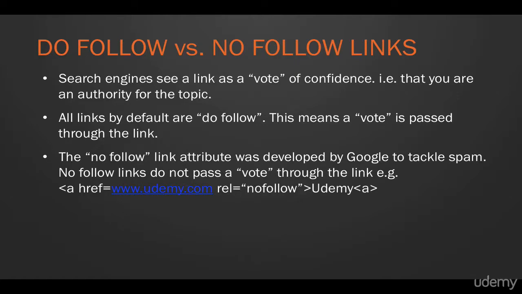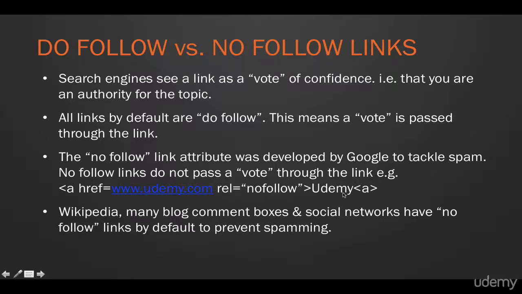However, Google developed what's called a no follow link attribute, really with the purpose of tackling spam. So no follow links do not pass a vote through the link. And here's an example of what that actually looks like. This is the HTML code. So as you can see, this is the actual link here, udemy.com, and you can see rel no follow. So no vote will be passed through, no authority will be passed through this link if I publish that on my page, and this would be the anchor text.